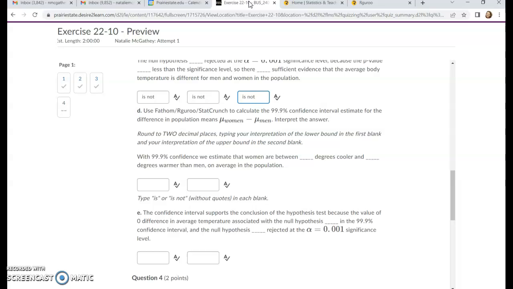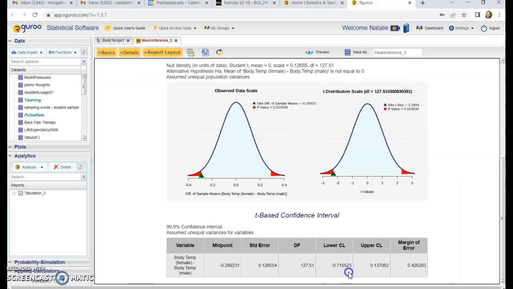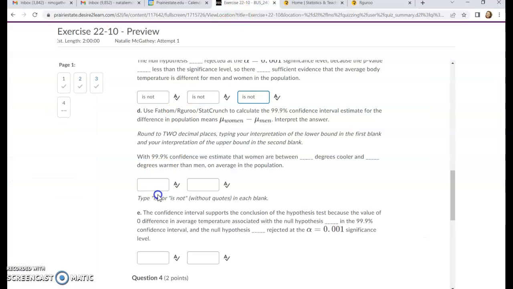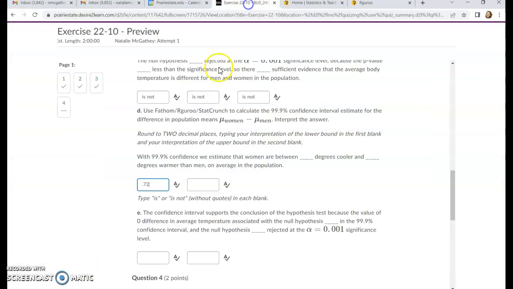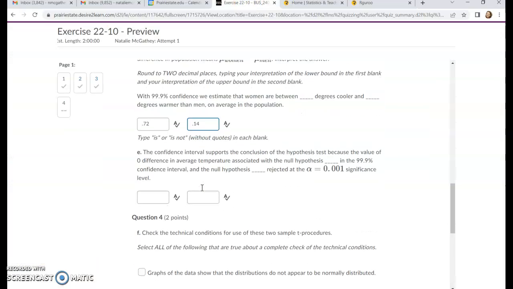Round to 2 decimal places. Okay, so that'll be around 0.72 degrees cooler. Let's go ahead and type that in. Degrees cooler and blank degrees warmer. So that would be 0.14 degrees warmer than men on average.